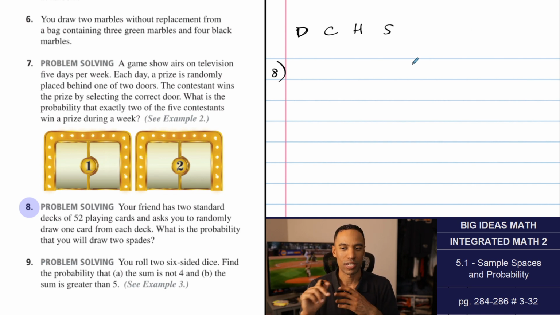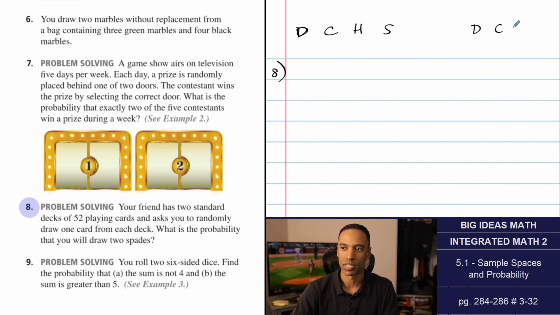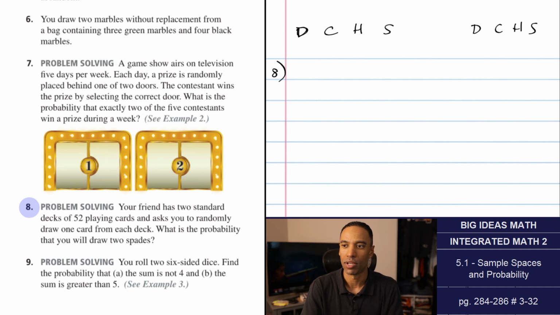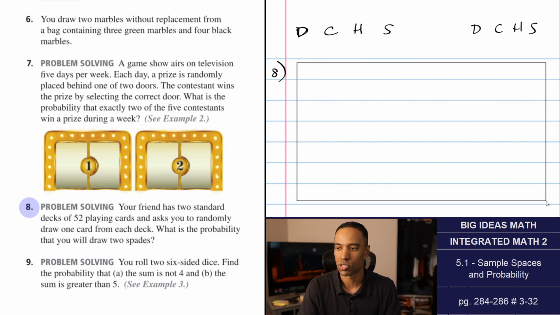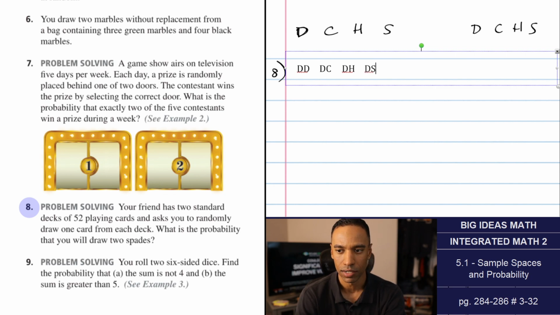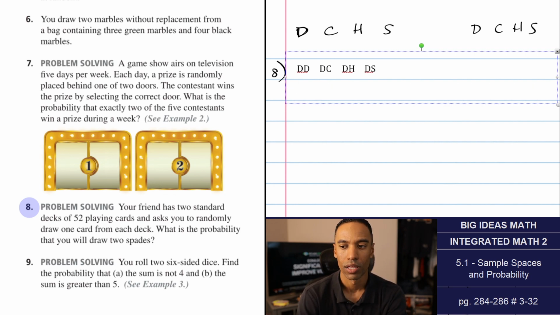Your friend has 2 standard decks. So there's a deck, and there's a deck when it comes to suit choice. So what's the probability you will draw 2 spades? Understand first what kind of sample space we have. It's possible, and I'm going to type this one out, that when you select them, you have, and I think this is the last time I'll be doing these if we understand what the sample space is, diamond, diamond, diamond, club, diamond, heart, and diamond, spade of your 2 draws, or club, diamond, club, club, club, heart, and club, spade.